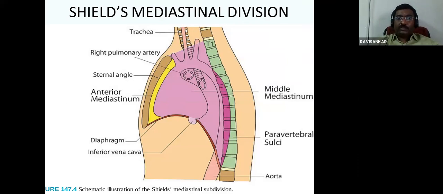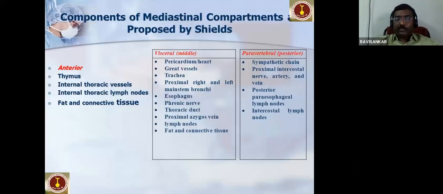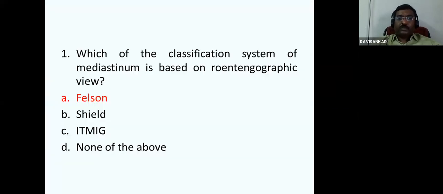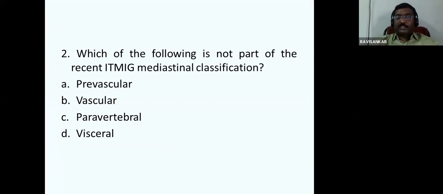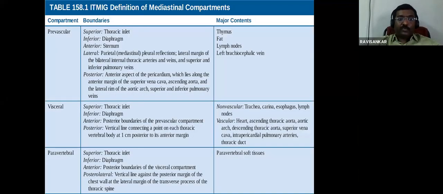Okay. So it consists of three parts. The components of the Shields classification: the anterior, where you have to remember the thymus is the common one. Then the visceral compartment, where the great vessels, the thoracic duct, and the phrenic nerve are part of it. Whereas the posterior compartment consists of the neural fibers that include the sympathetic chain, intercostal nerves, and intercostal nodes. So the classification based on X-ray findings here is Felson. There is another classification known as the ITMIG classification, which has three compartments: the prevascular compartment, the visceral compartment, and the paravertebral compartment.